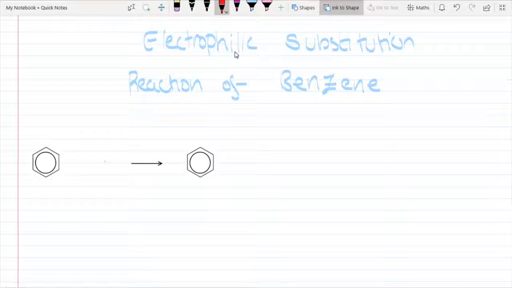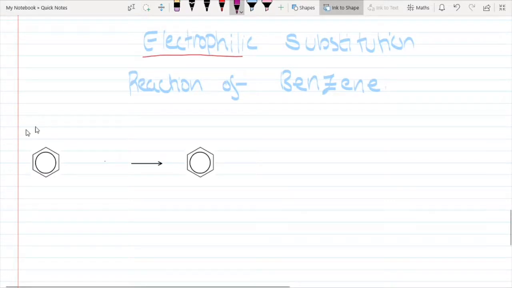So today we'll be looking into the electrophilic substitution reactions of benzene. Firstly, an electrophilic substitution reaction is where you form two products from two reactants. As the name suggests, this reaction mechanism involves an electrophile, and an electrophile is anything that seeks negative centers and is positively charged.